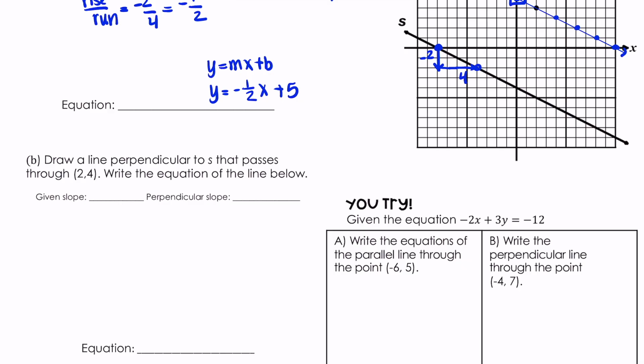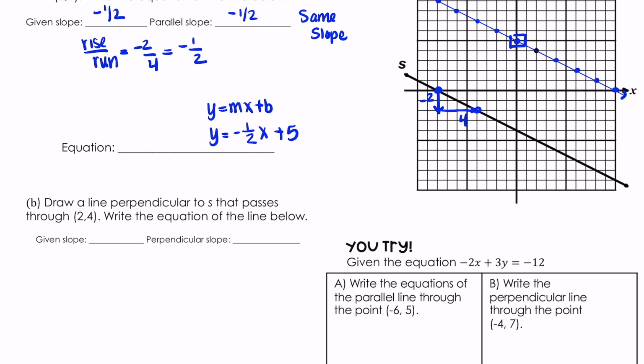Now, part B says draw a line perpendicular to S that passes through the point (2, 4). So if we think about it, we know this slope right here is negative 1/2, which means that my perpendicular slope is going to be the negative reciprocal. So positive 2/1, or just 2. We now want to go through the point (2, 4).